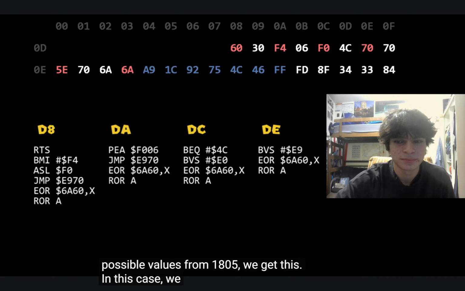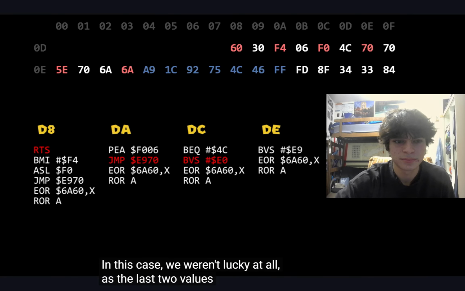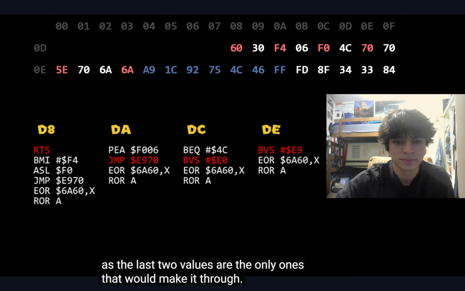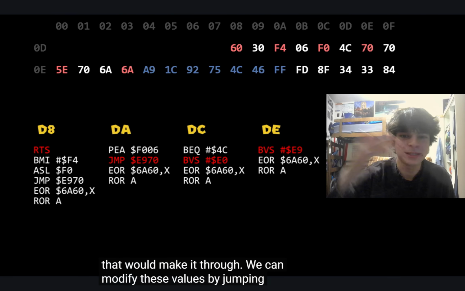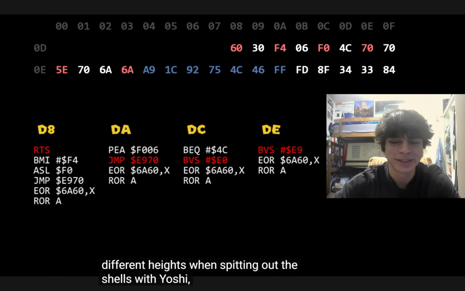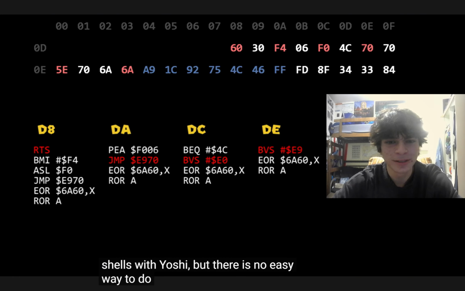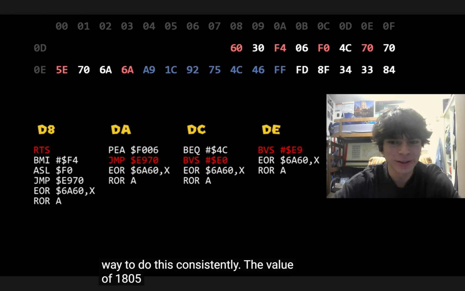In this case, we weren't lucky at all, as the last two values are the only ones that would make it through. We can modify these values by jumping at different heights when spitting out the shells. But there's no easy way to code this consistently. And then someone looked at the assembly to figure this out in this video, so now we're good to go.